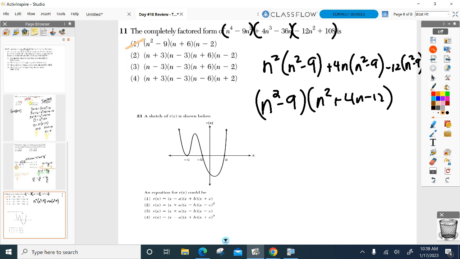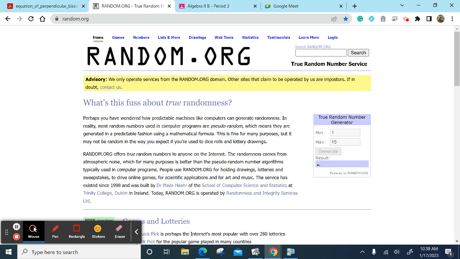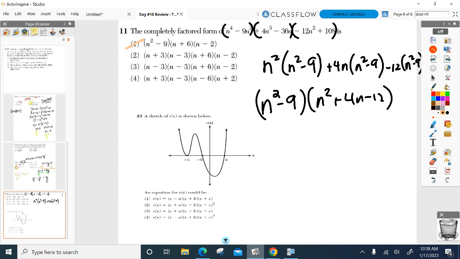Completely factored? We're not even close to completely yet. Everyone all right with how Howie got what he has in the parenthesis? Just took an n squared minus 9 from each of them. All right, first parenthesis, nice and easy for you. N squared minus 9 is n minus 3 and n plus 3. Good. All right, next one. Two numbers that multiply to negative 12 but add to 4, right?